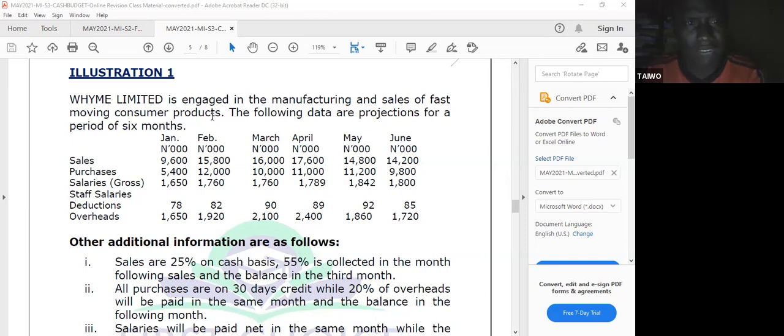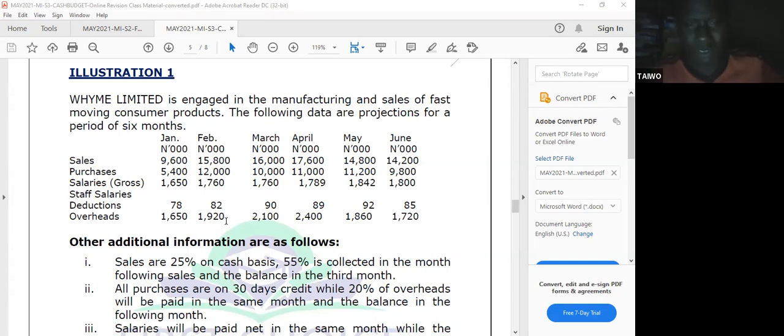We have the following data projected for a period of 6 months: January, February, March, April, May, and June. These are our sales for each of these months. Purchases: when you sell, money comes in; when you purchase, money goes out. Salary gross means they have not removed deductions from it. Staff salary deductions are what they will deduct from each of these salaries. Overheads are this. These are the information you are given.